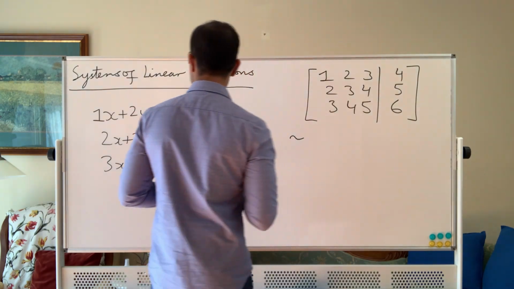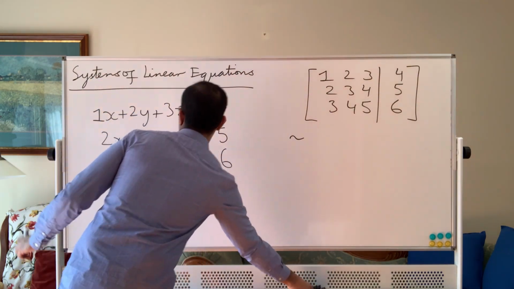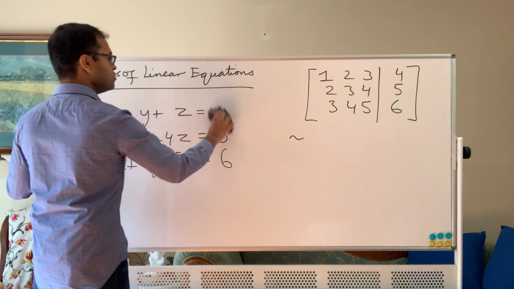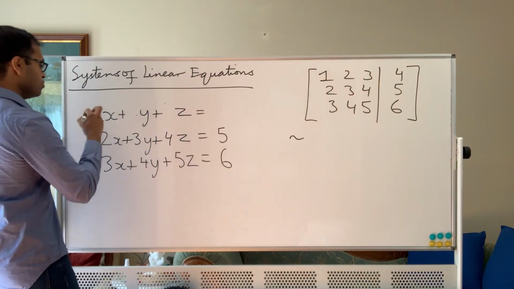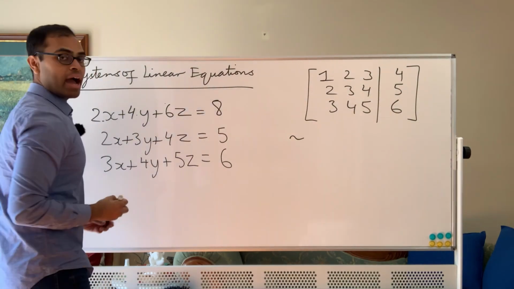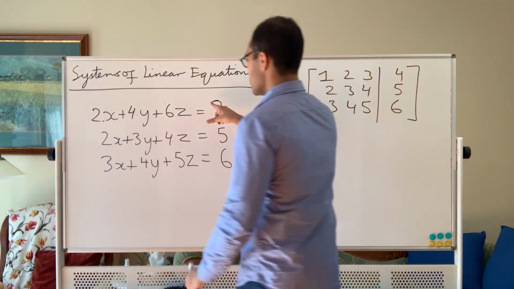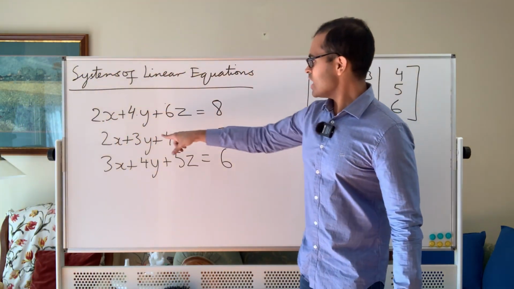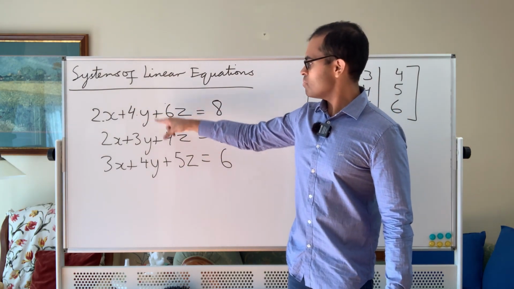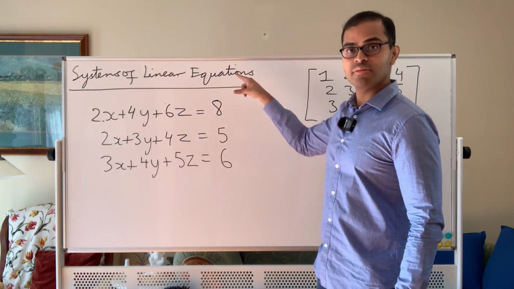So if I multiply the first equation by 2, then all the coefficients are going to multiply by 2. So instead of 1, 2, 3, 4, I'm just going to get 2, 4, 6, 8. And now, if you subtract the first equation from the second, you're going to get 3y minus 4y plus 4z minus 6z. So it's going to be minus y minus 2z is equal to minus 3.